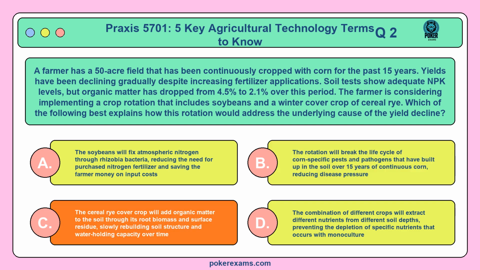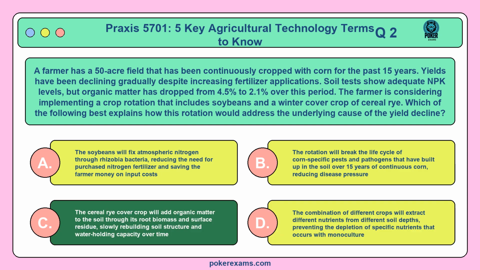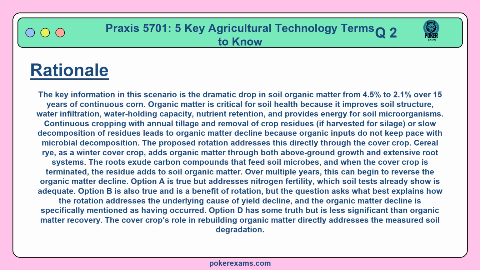C. The cereal rye cover crop will add organic matter to the soil through its root biomass and surface residue, slowly rebuilding soil structure and water-holding capacity over time. Or D. The combination of different crops will extract different nutrients from different soil depths, preventing the depletion of specific nutrients that occurs with monoculture. The correct answer is C. The key information in this scenario is the dramatic drop in soil organic matter from 4.5% to 2.1% over 15 years of continuous corn.